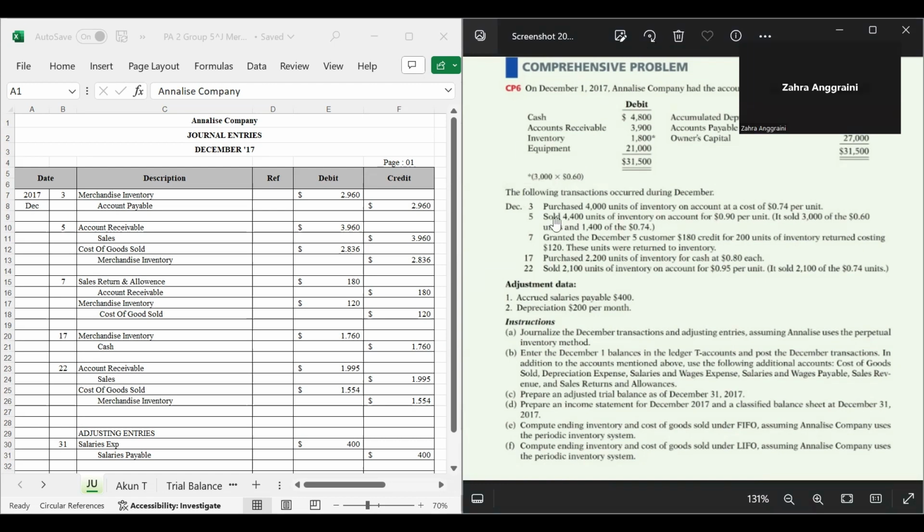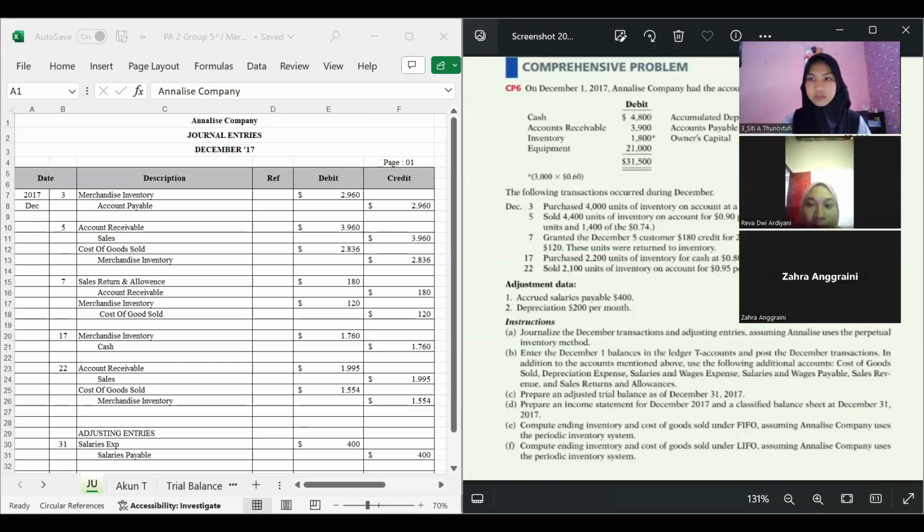Okay, thank you, Siti. The first transaction, on December 3, is the purchase of 4,000 units of inventory on account at a cost of $0.74 per unit. It will be recorded in the journal with merchandise inventory in debit and accounts payable in credit for $2,960.